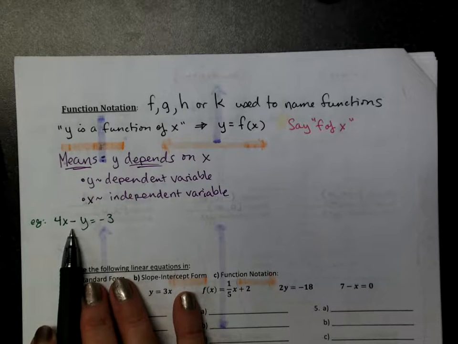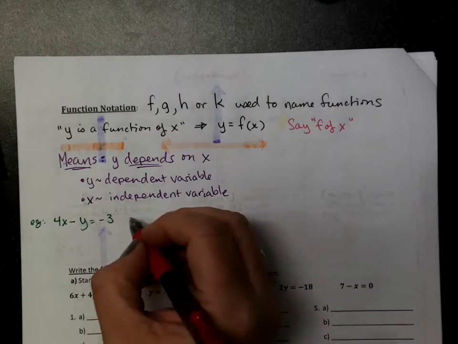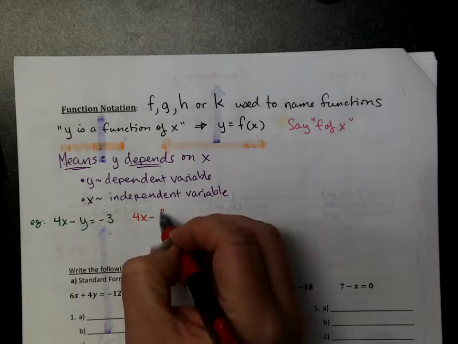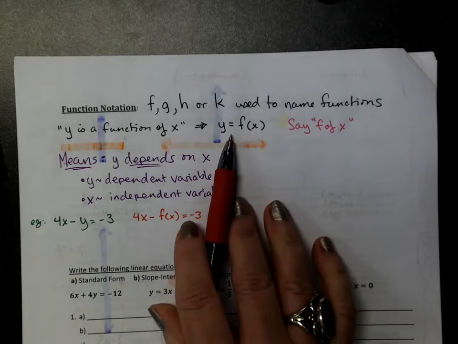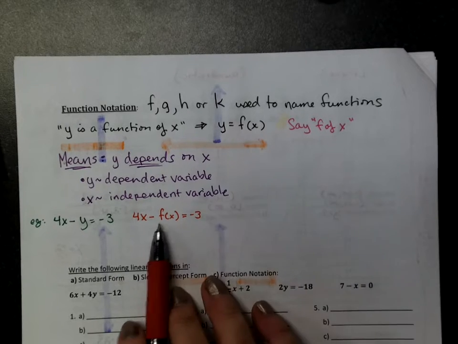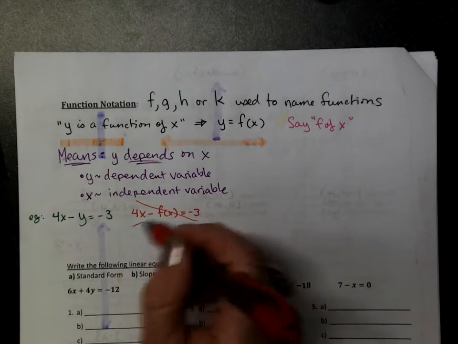But it's not written in function notation. Now here's what you cannot do. I can't just take 4x minus f of x equals negative 3. Yes, y equals f of x, but until I'm solved for y, I can't just substitute f of x in there. So don't do that.